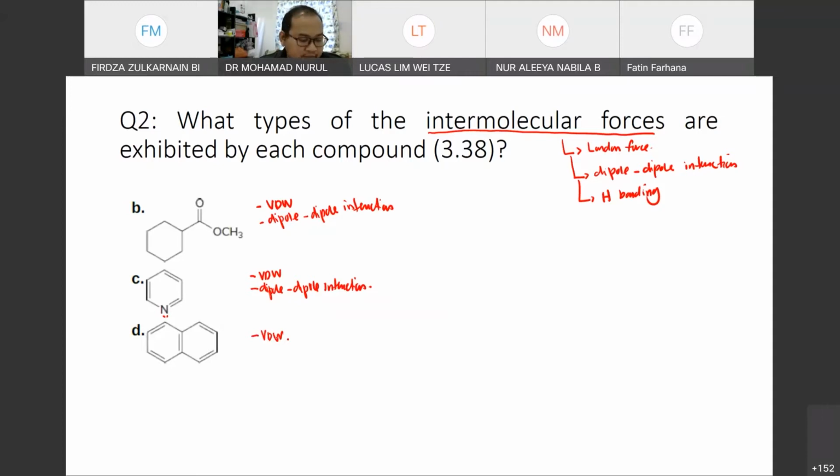So next, the question is by Israel. Do we need to list all types of force or just the strongest of the compound? No, you have to understand the question. It asks what types of intermolecular force are exhibited by each compound. So you have to list all the intermolecular forces that exist in that particular compound. For example, B and C have 2, meanwhile D has only 1. Okay, Israel. So next question.